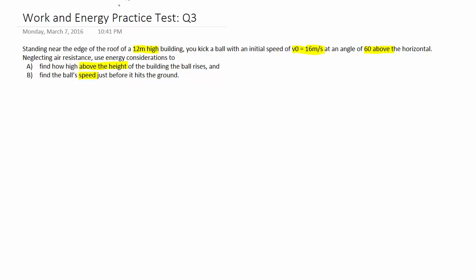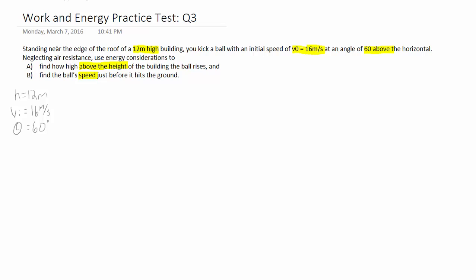So let's write down what's given to us in the problem. We know that the height of the building is 12 meters. And we know that the initial velocity is 16 meters per second. And we know that the angle that the ball's kicked at is 60 degrees. So we aren't given a mass or anything, but that's fine. We can work around that.